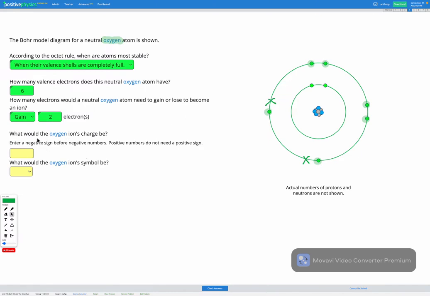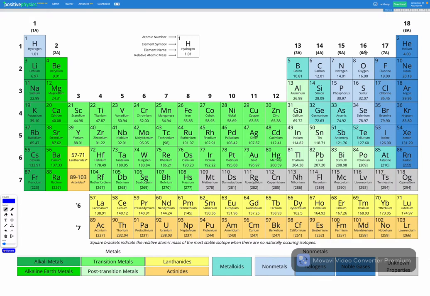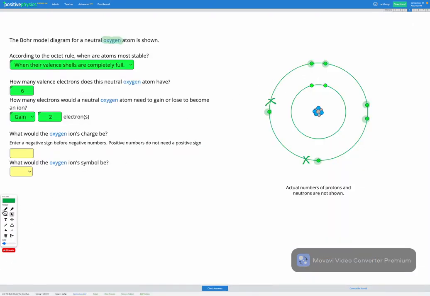Okay, next the question asks us, what would this ion's charge be? Okay, so let's think about this. So we know oxygen is, let's just check on a periodic table. Here's oxygen. Oxygen has an atomic number of 8. That means it has 8 protons. So let's just write that on our diagram here. We've got 8 protons in our oxygen atom. And now the number of electrons we have is 1, 2, 3, 4, 5, 6, 7, 8, 9, 10. We've got 10 electrons.